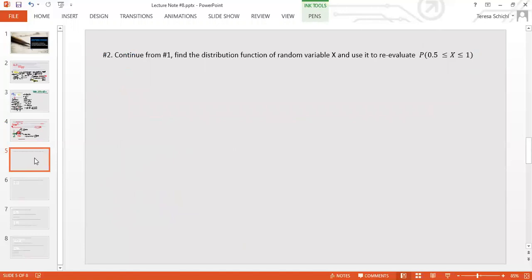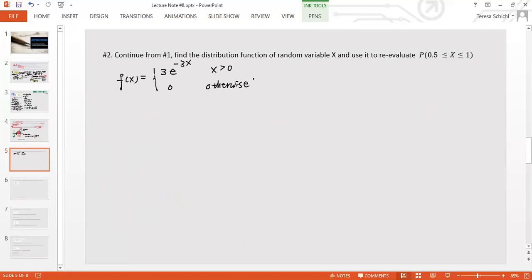Okay, so now let's continue from number 1. I want to find the distribution function for x. The density function from problem number 1 is here. We already figured out the constant is 3, so this is 3e to the negative 3x when x is greater than 0, and 0 otherwise.